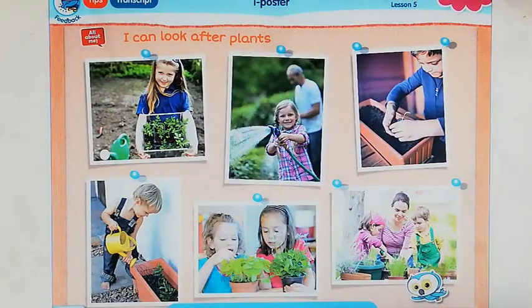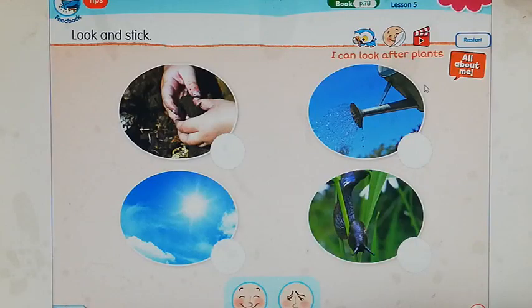Okay, so let's continue. Now, if you have your student book, open to page 78. And if you don't have it, don't worry, let's do it here. Get your happy stickers ready: 3 happy stickers and 1 sad sticker. Now, look and stick.